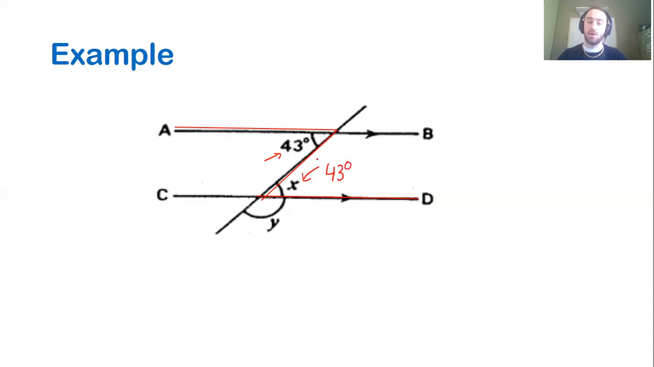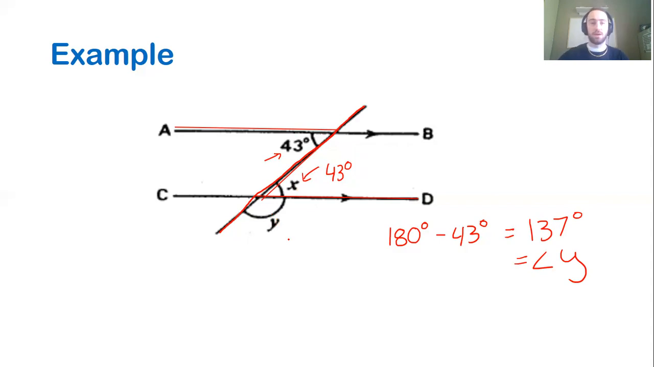Now, we're looking for angle Y. How do we find angle Y? Well, is our transversal not a straight line? Well, it is. And how do we find angles on straight lines? We know that they sum up to 180 degrees. So 180 minus our angle X of 43 gives us 137, which is our angle Y. That's it. So here, we used the Z pattern to solve for angle X, and then we went back and used our 7 rules to solve for angle Y.